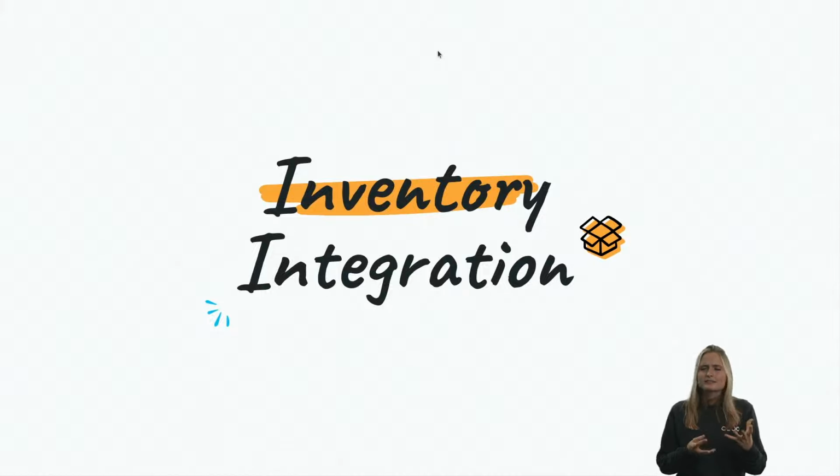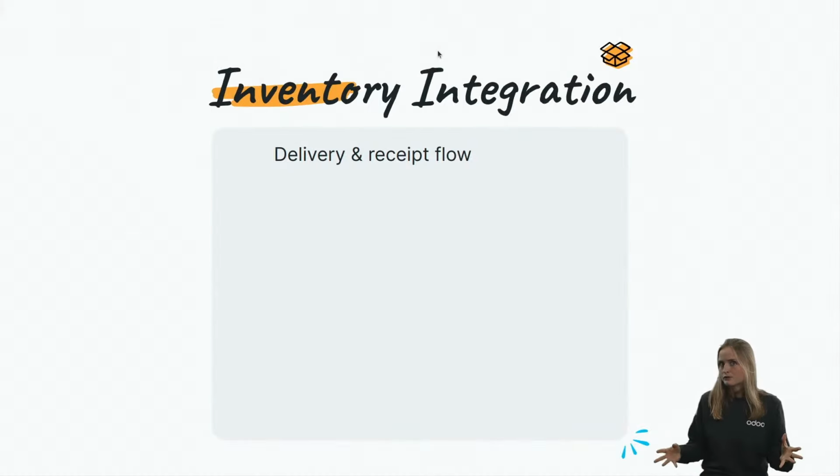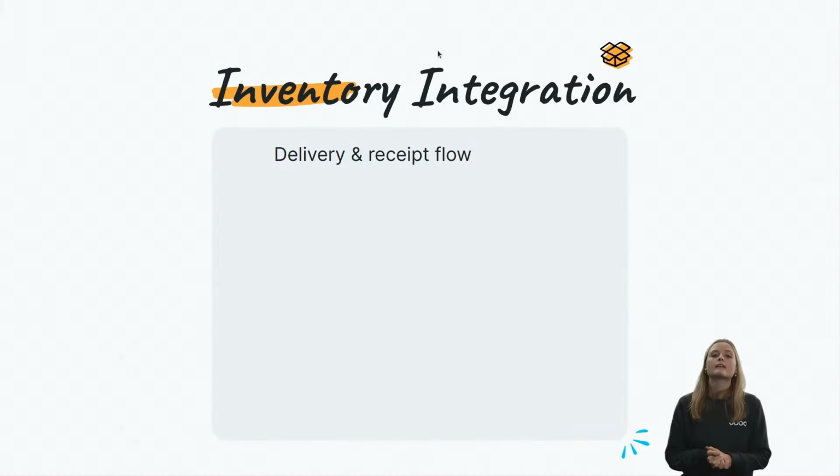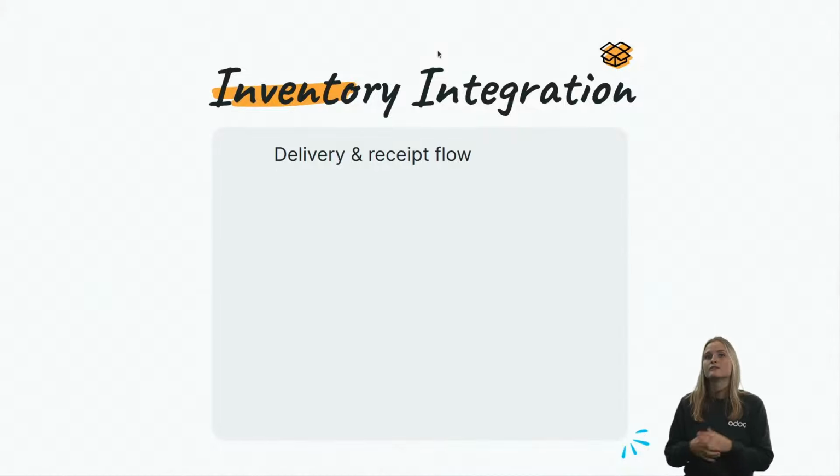So what does this practically mean? It means that now we have all the inventory features for your rental products as well. This enables a lot of new features, but let's see a few of them. The first and most obvious one probably is that now you have delivery orders, and that it does enable all kinds of delivery and receipt flows for your rental products.